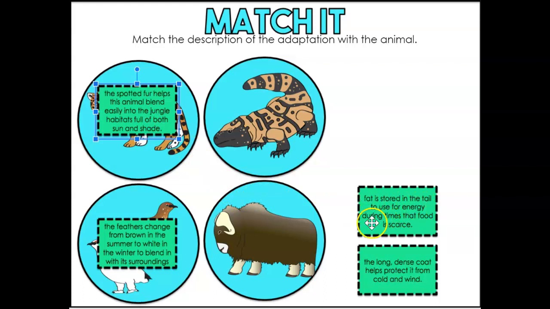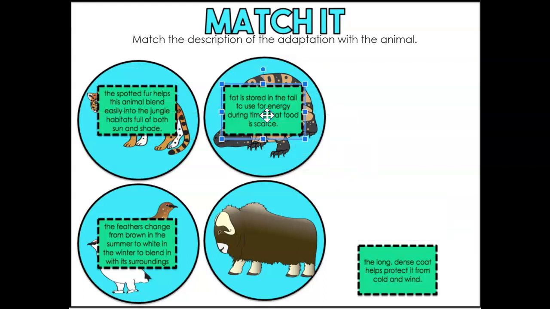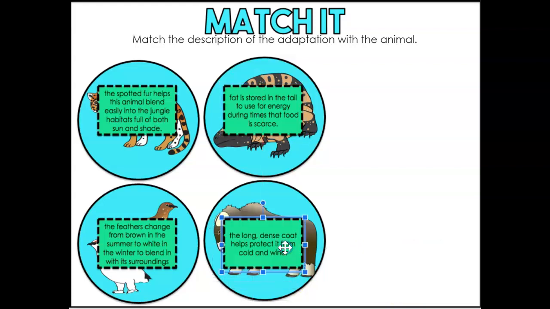Fat is stored in the tail to use for energy during times that food is scarce. That's how its body changes. And finally, the long, dense coat helps protect it from cold and wind. So physical adaptations are how animals' bodies change to help them adapt to their environment. Once you are finished matching all of these, then you can move on to the next activity, and we'll keep learning about these in our next science lessons.